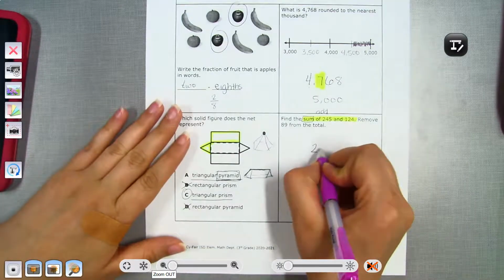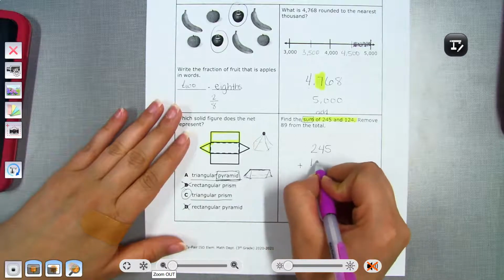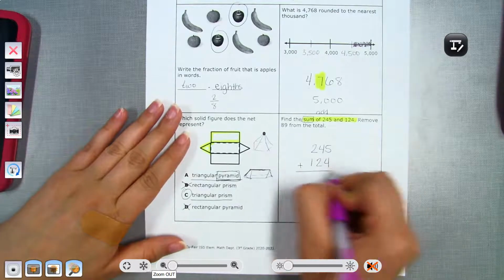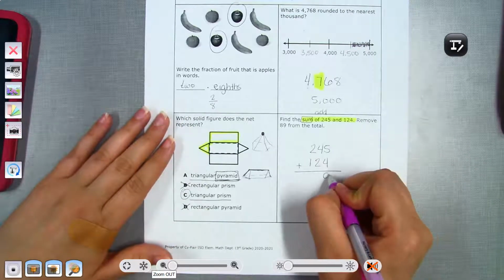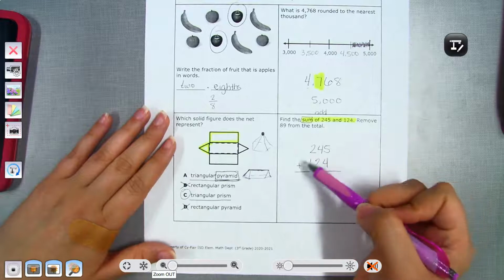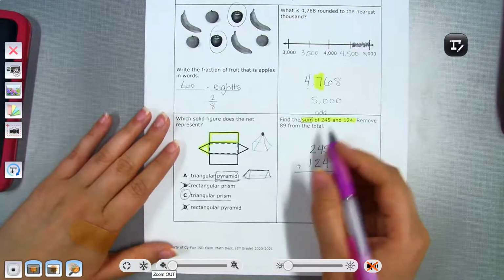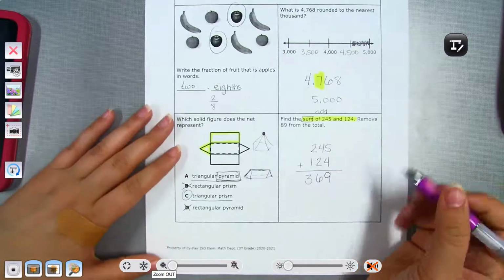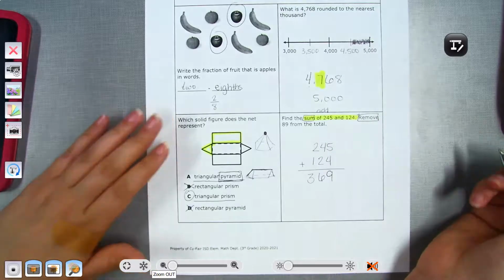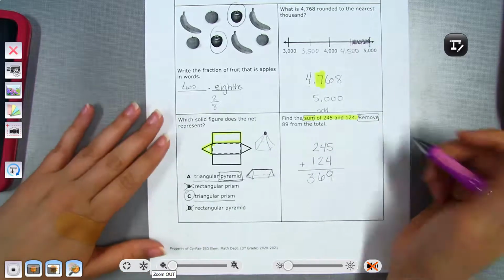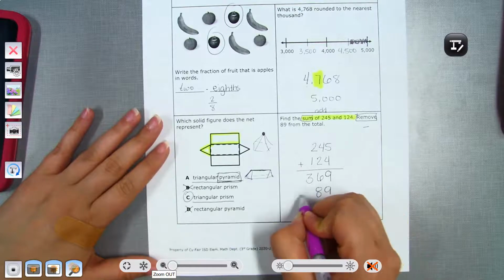So I'm going to take 245 plus 112. So 5 plus 2 is 7. 4 plus 1 is 5. 2 plus 1 is 3. Now, it says to remove. If we're removing, are we adding or subtracting? We are subtracting. So 89.